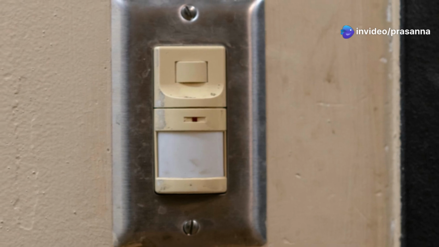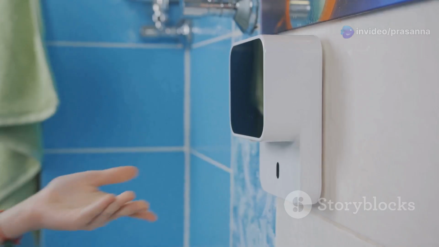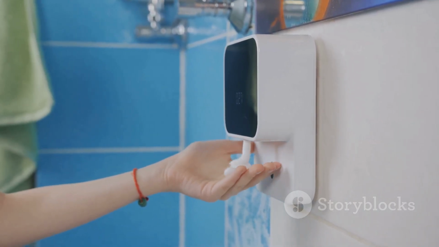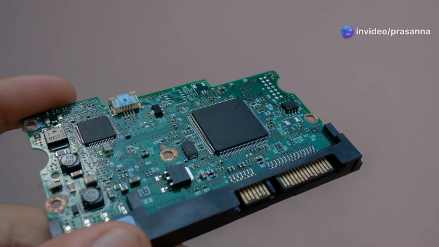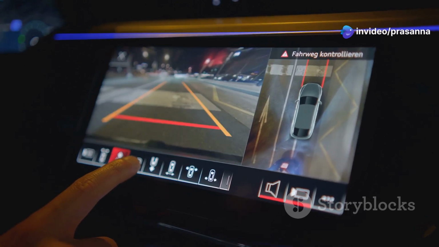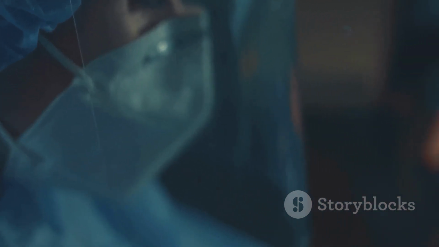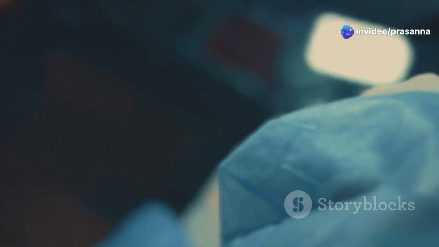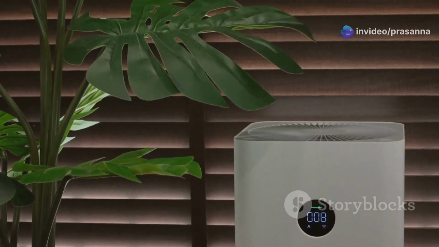Motion sensors detect movement, whether it's a person walking by or an object changing position. They're used in security systems, automatic doors, and even touchless faucets. Proximity sensors detect the presence of nearby objects without physical contact. They're used in parking sensors, collision avoidance systems, and even your smartphone's proximity sensor that turns off the screen during calls. And let's not forget about gas and chemical sensors, which detect the presence of specific gases or chemicals in the environment. They're used in everything from carbon monoxide detectors to air quality monitors.